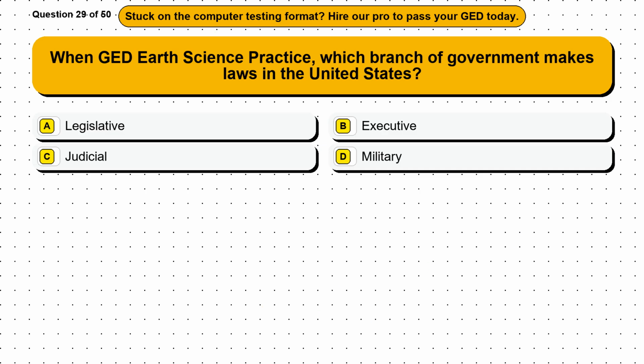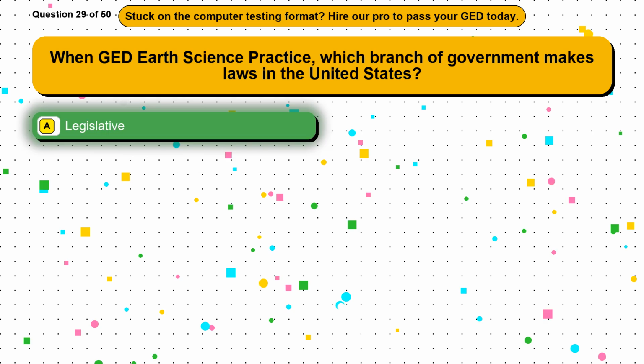Question 29. When GED Earth Science Practice, which branch of government makes laws in the United States? Option A, legislative. Option B, executive. Option C, judicial. Option D, military. The correct answer is option A.